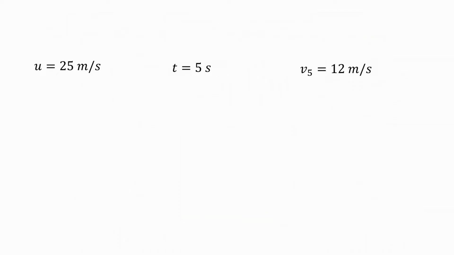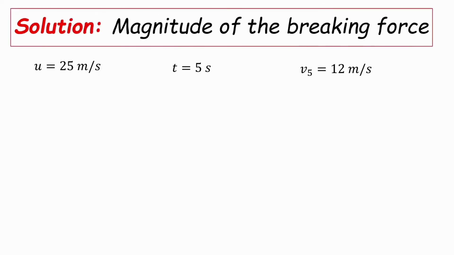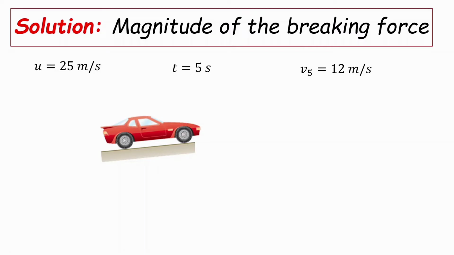We've been given an initial velocity of 25 meters per second. We've been given a time of 5 seconds. And we have been given a final velocity of 12 meters per second. But to look for the magnitude of the braking force based on these variables, and looking at the vehicle that we have, what are the forces acting on the vehicle? We have the weight of the vehicle.